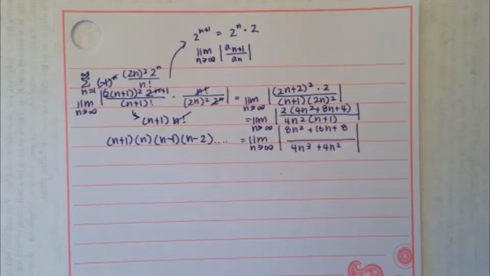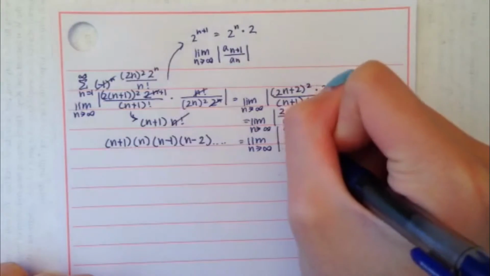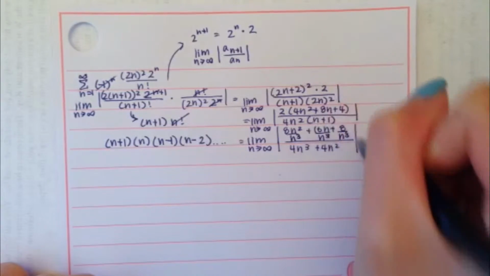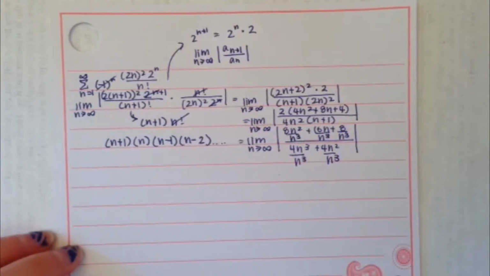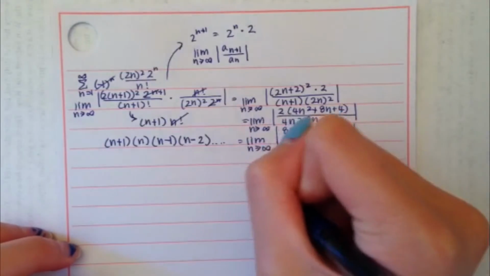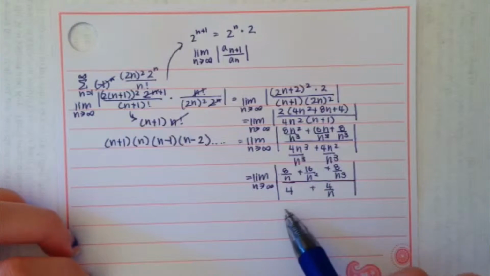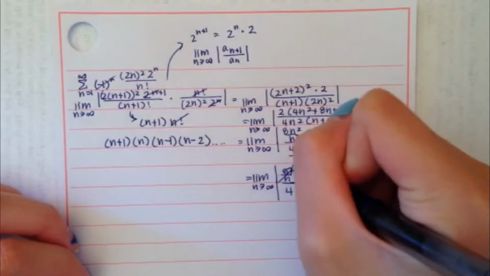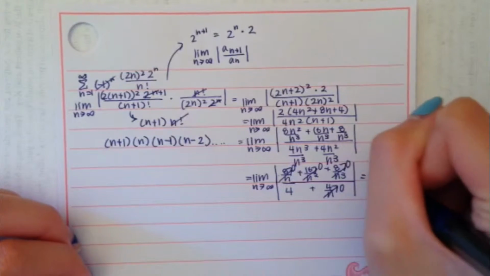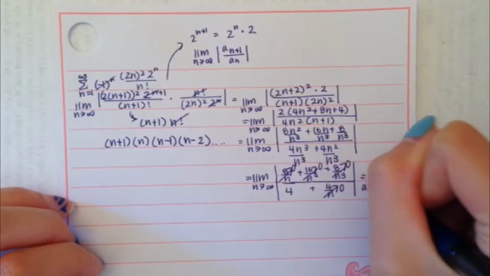Using your knowledge of taking limits to infinity, you can divide the numerator and the denominator by the highest power from the denominator. So I would divide the numerator by n cubed, and also the denominator by n cubed. After you cancel out and simplify, you get this. Now you can take the limit to infinity. If you plug in infinity for all the n values, this cancels out to be 0. If the numerator is 0, then the whole thing is 0. And because 0 is less than 1, this series is absolutely convergent.